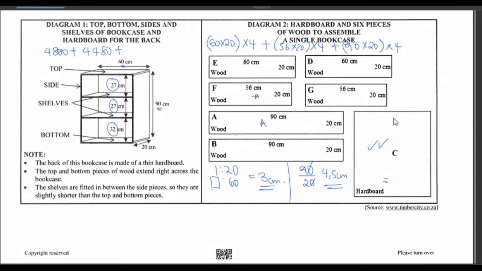Plus, this other one here became what? 90, 180, so 1.8 times 4, 7,200. So we're going to add all these areas and we find out what we're going to do. So it's 4,800 plus 4,000 plus 7,200. So we have 16,408 centimeters square. This is the area that we need for the pieces of wood.